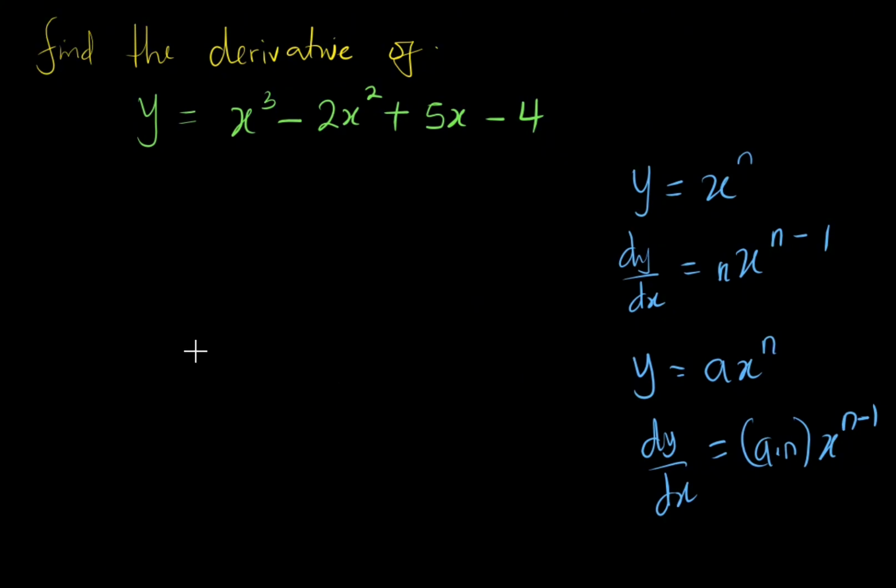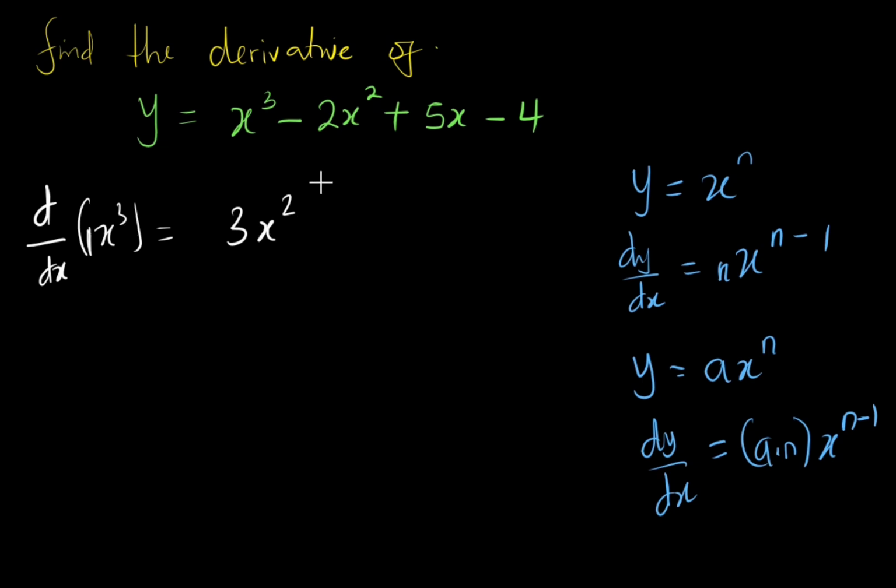Now back to our question. To find the derivative, we differentiate each term separately, like I said in the beginning. The first term is x cubed. The derivative of x cubed, which is d/dx of x cubed, will be equal to 3x squared, because the a here is equal to 1, since the coefficient of x cubed is an invisible 1. So we have 3 times 1, which is 3, then we subtract 1 from the power: 3 minus 1 is 2, so we have 3x squared.